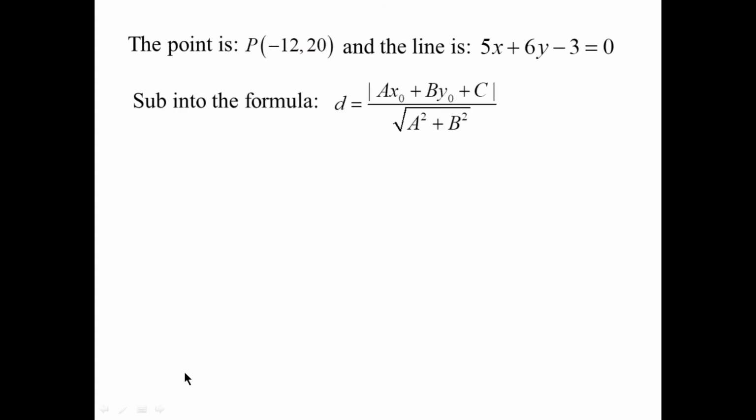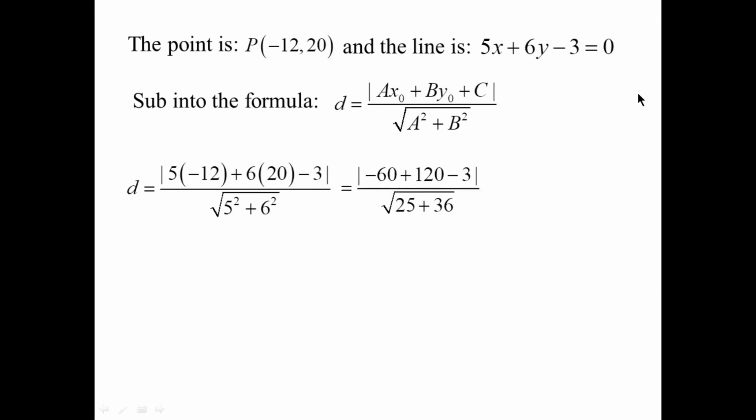And now we can use it in the formula. The formula was absolute value of a number here, ax naught plus by naught plus c, over the square root of a squared plus b squared, which will be 5 squared plus 6 squared. Plugging it all in, evaluating it, and we get 57 over root 61, which is about 7.3 units.